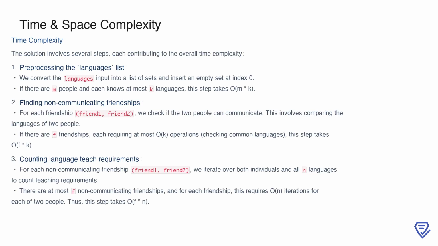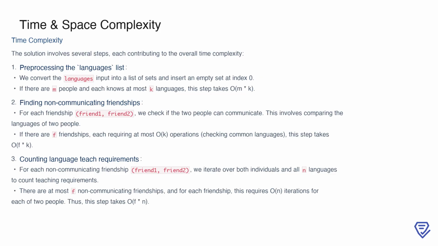To analyze the time complexity, we begin by breaking down the solution into its key steps. The first step is pre-processing the languages list. Here, we convert the input into a list of sets for easier comparison and insert an empty set at index 0 for convenience. If there are m people and each knows up to k languages, this pre-processing step takes m*k, because we process each person and their known languages. Next, we identify non-communicating friendships. For each friendship pair, friend 1, friend 2, we check if the two individuals share any common languages. Since there are f friendships and each comparison involves up to k languages, this step requires f*k time.